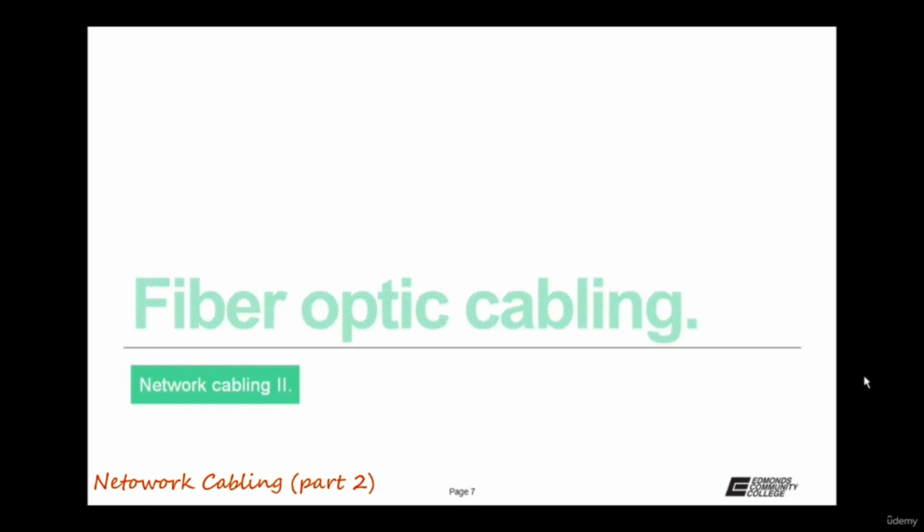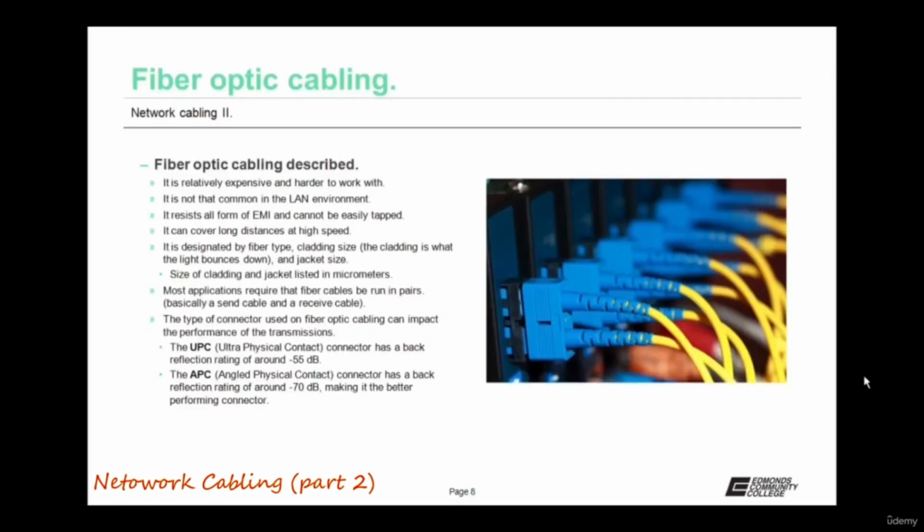Now let's move on to fiber optic cabling. So now let me describe fiber optic cabling. First off, it's relatively expensive and harder to work with than other types of network cabling. It's not as common as other types, either coax or twisted pair, in the LAN environment. But it can resist all forms of electromagnetic interference, and it cannot be easily tapped into. That means it's harder for people to eavesdrop on your network transmissions.